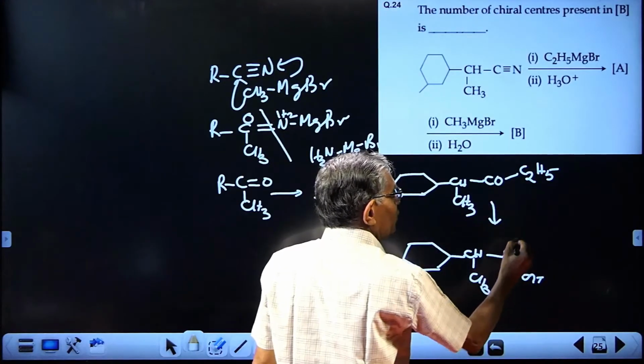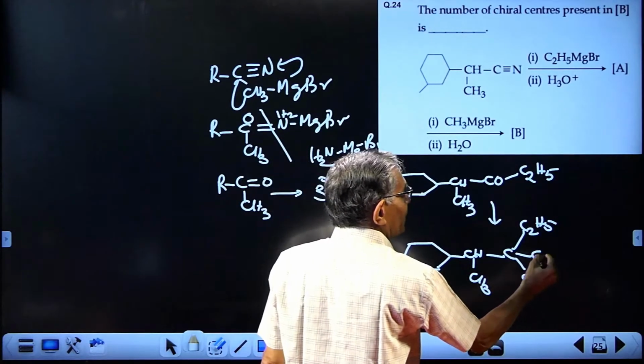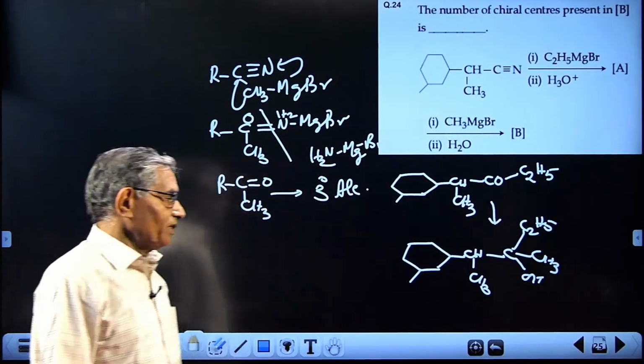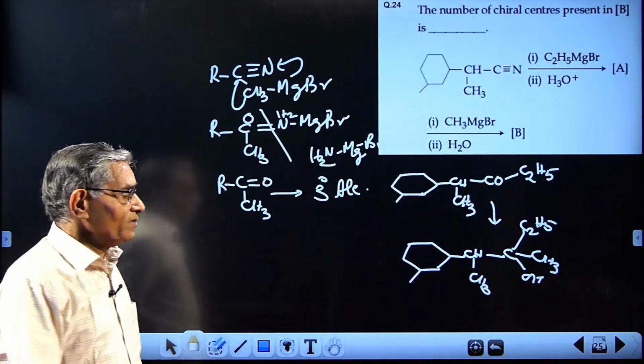COH. Original C2H5 will be there. But the second Grignard reagent is CS3. Therefore, this is the tertiary alcohol finally formed. So the final product is this one.